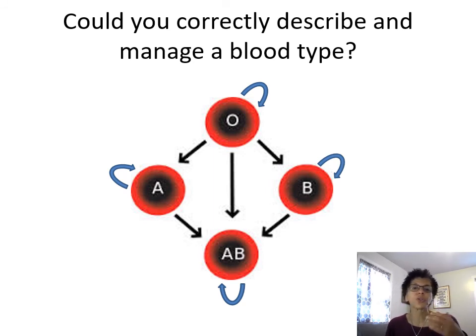So in other words, blood type WZ. You need to be able to take blood type WZ and predict what some of the blood types are that it could donate to and what blood types it could receive from. I'm not going to go through all of them, that's your job now.